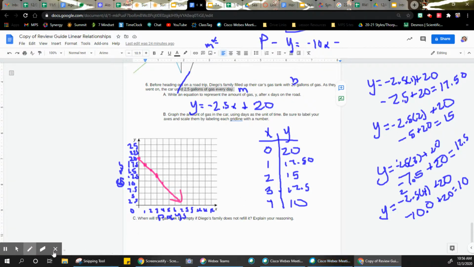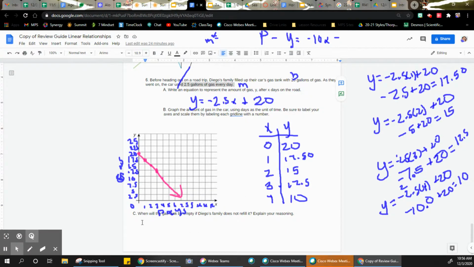All right. Then our final question here says, when did the gas tank empty if Diego's family does not refill? Explain your reasoning. So empty would mean that our y value here is 0. So that's what I'm going to do. I'm going to plug in 0 for y. I'm going to do 0 equals negative 2.5x plus 20. So now I'm going to solve for x to get my answer. The center of my equation is my equal sign. I'm going to subtract 20 on each side.